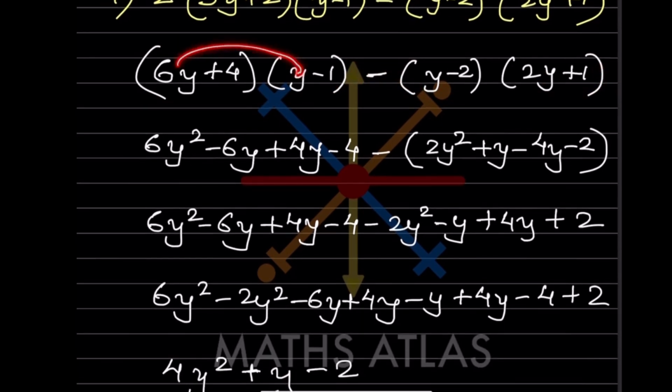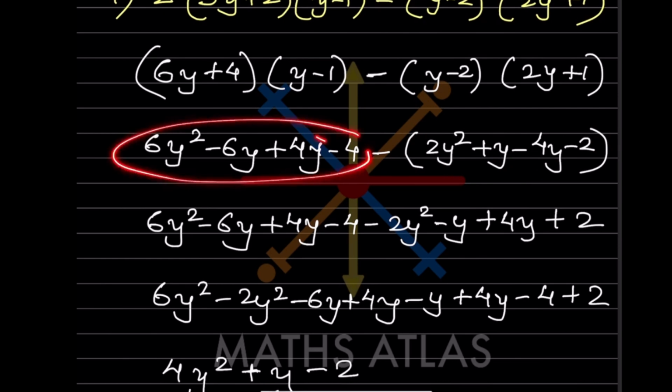6y square minus 6y plus 4y minus 4. This minus as it is. So first thing you will put a bracket for this because this is a minus sign. Because later on all the signs will change. So this bracket is important, and here there is no necessity. See, here there is no bracket over here.